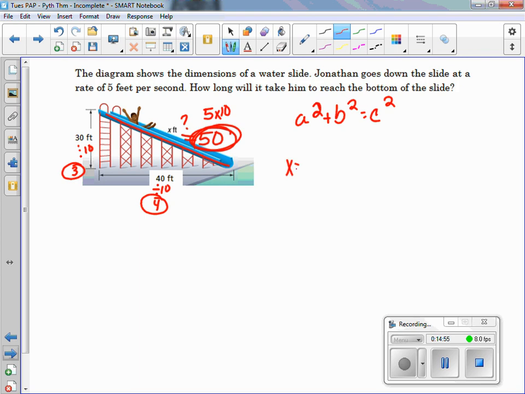So since that is 50 feet long, it says it's doing 5 feet per second. So I'm going to divide by 5 to figure out that it's going to take me 10 seconds to get to the bottom.